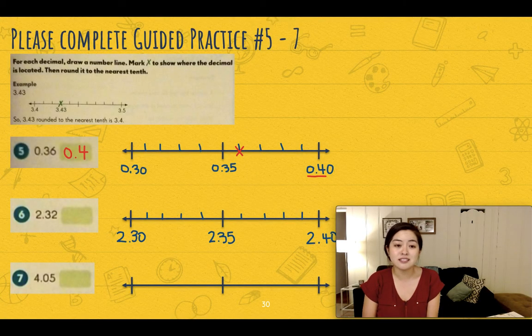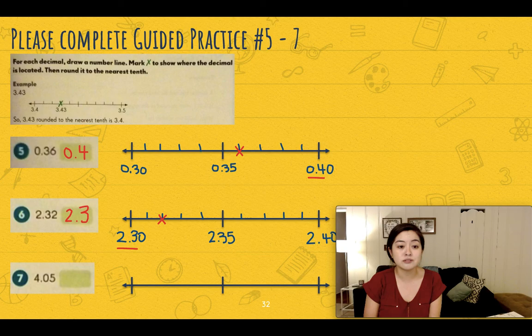Okay, it's the same idea for number 6. Okay, so take a look. And 2.32 is right there. And it looks closer to 2.30 than 2.40, doesn't it? Okay, but I have to round it to the nearest tenth, not hundredth. So it is 2.3. And 4.05 is between 4 and 0 hundredths and 4 and 10 hundredths.